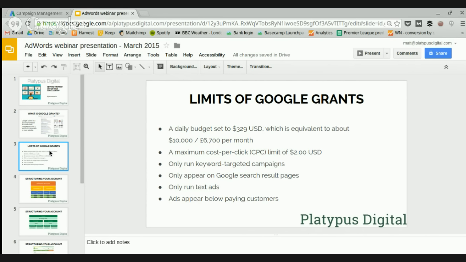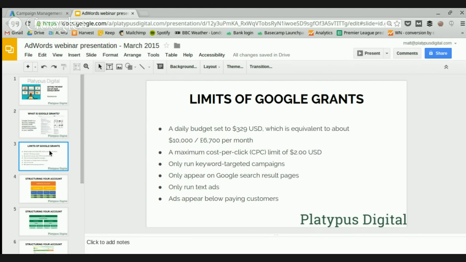And one of the restrictions that they don't shout too much about is that your charity's ads would appear below those of paying customers. So those people who paid for their AdWords accounts and are paying real money for their clicks, if they're competing against you on particular keywords that cost under $2, but they're paying real money and you're using part of your $10,000 monthly Google grants, then your ads are going to appear below theirs.